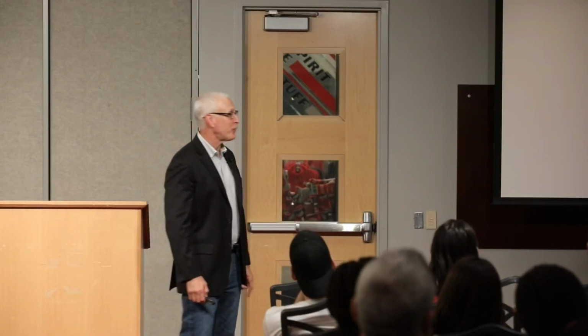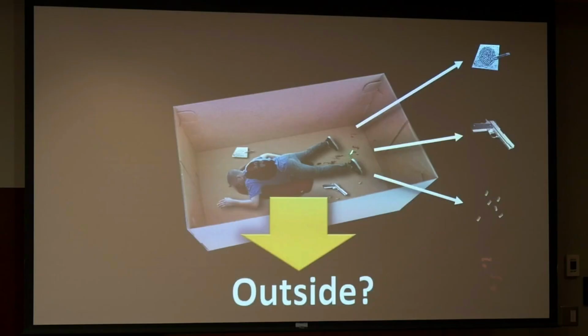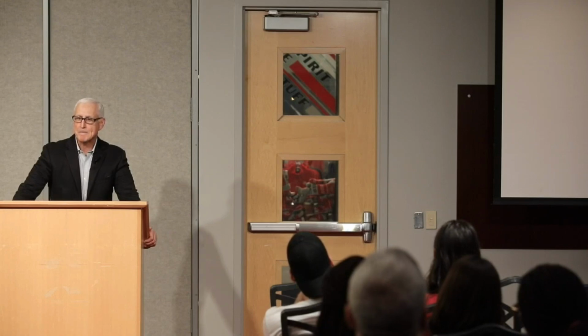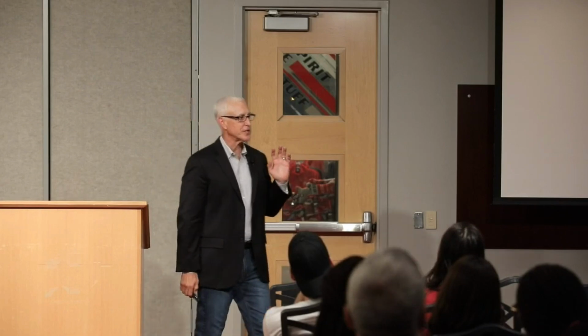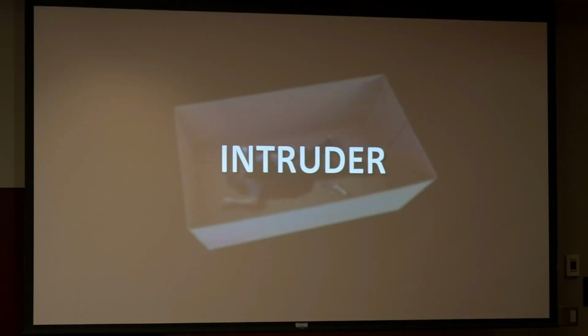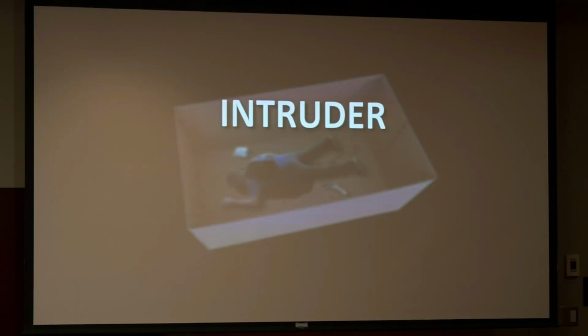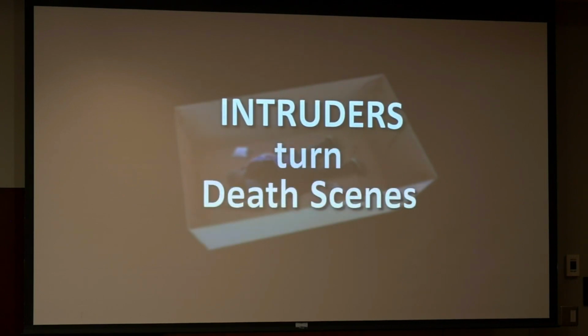And finally, I've got footprints that lead outside the room. Clearly, that's best explained by a cause outside the room. Now, everything shifts once the stuff inside the room has an outside cause. Now I have to consider homicide. Why? Because I now have evidence of an intruder. And intruders change everything. In fact, it's intruders that turn death scenes into crime scenes.